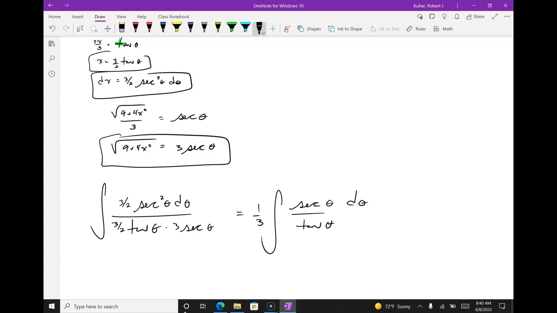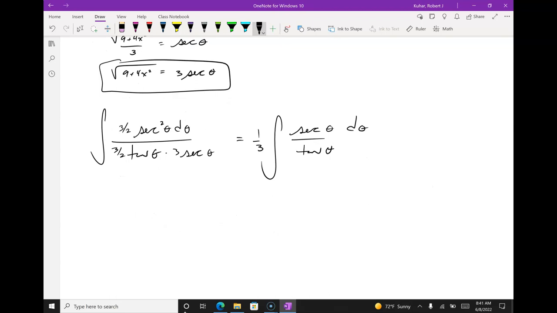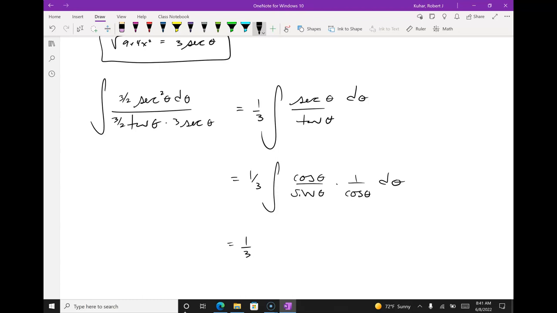I want to go back to my trig class or my pre-calc class where I was doing those identities. I turned everything into sines and cosines and simplified as much as I can. Right? So what do I have here? I have the reciprocal of tan, which is cosine theta over sine theta. And then I have my secant, which is 1 over cos theta, right? Yep, so the cosines cancel, and I'm really just dealing with cosecant.